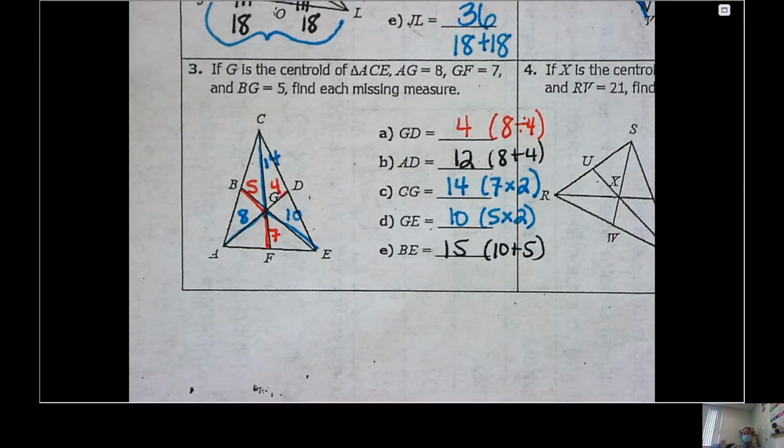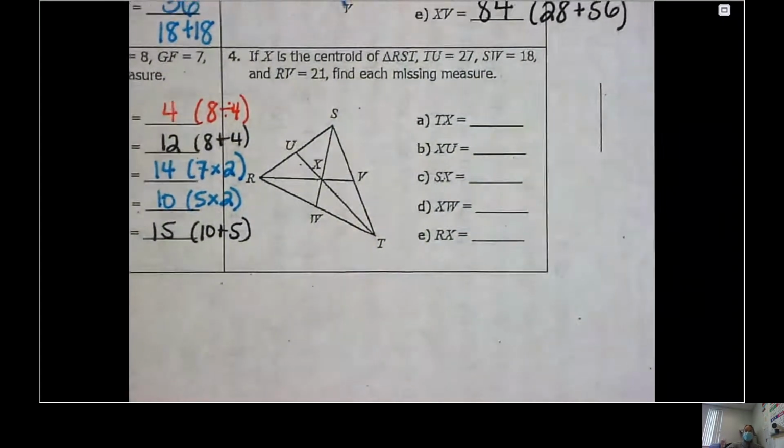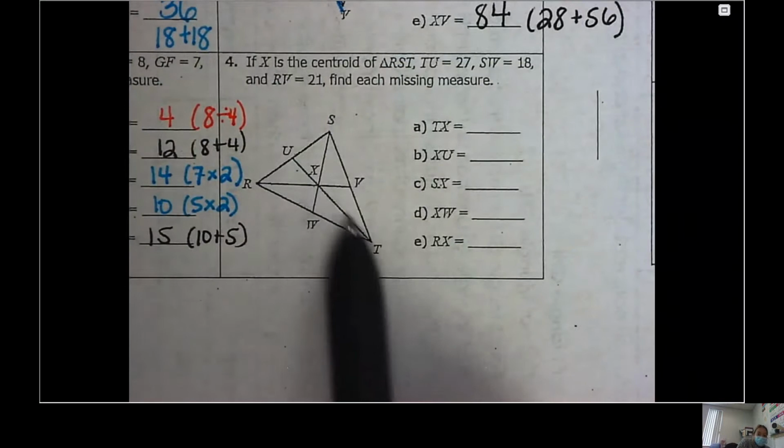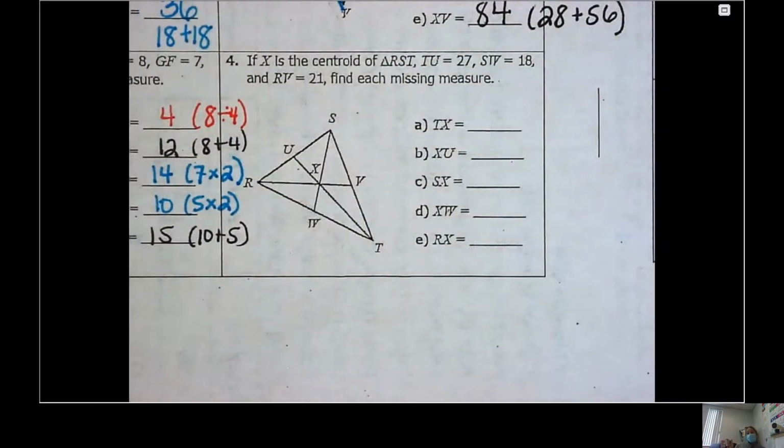It's great. All right, number 4. If X is the centroid of RST, so it's in the middle, right? And the others are medians. Find each missing measure given the ones that are there. Okay, so let's take a look. Now, first thing I give you is TU is 27. Now, take a look at TU. T to U. Is that the big piece, the small piece, or the whole thing? It's the whole thing.